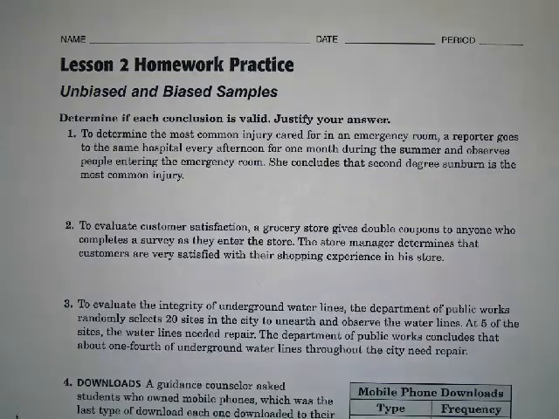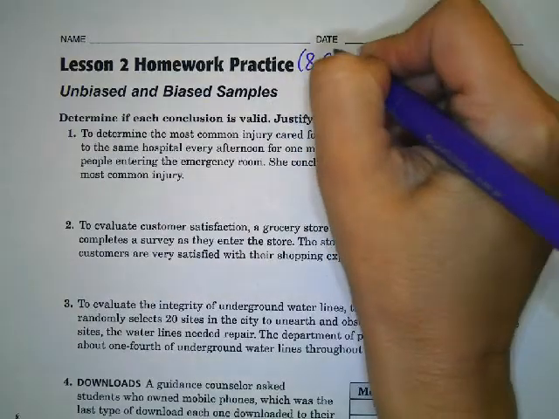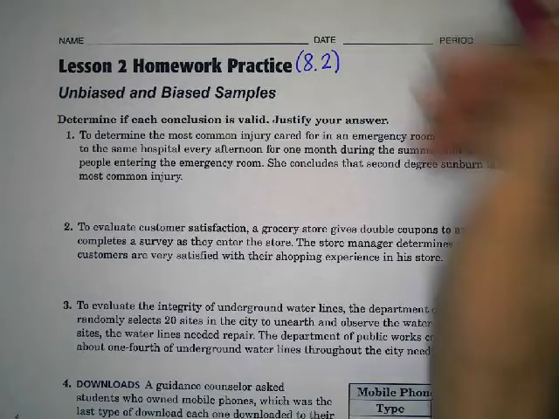Today's lesson is 8.2. So we're in week 8, lesson 2 on unbiased and biased samples. So essentially what you need to do on this homework is to identify if something is biased or unbiased. So we're going to write just a little bit of notes at the top just to remember.